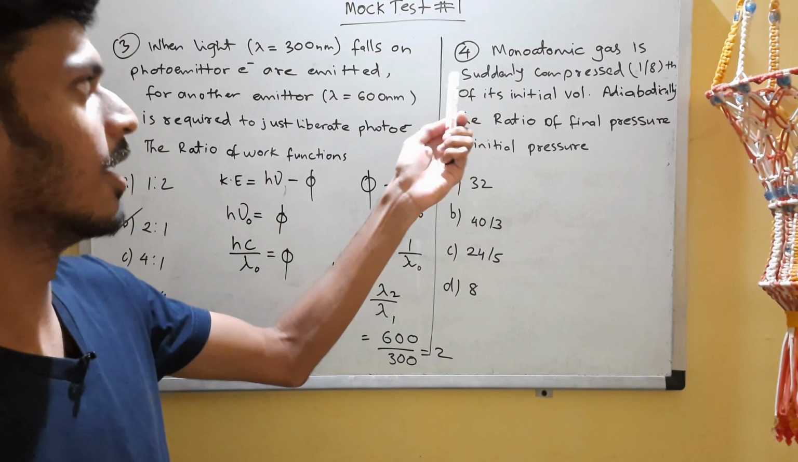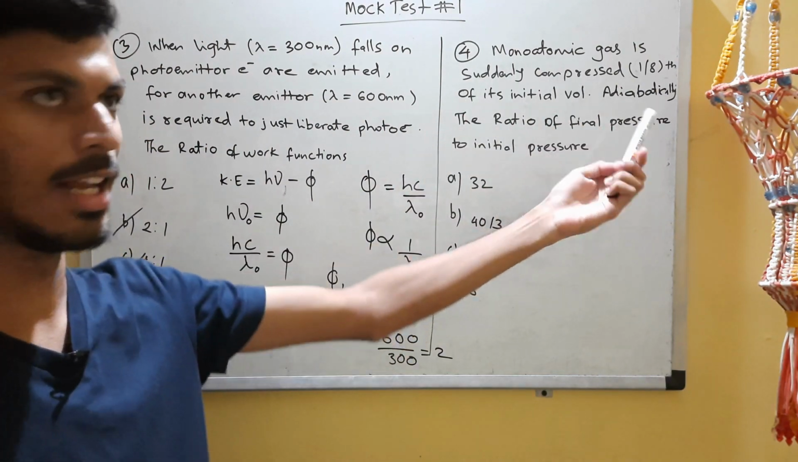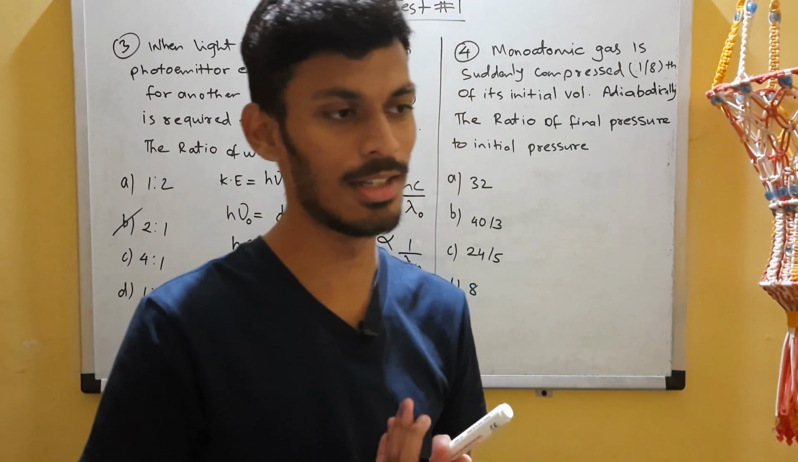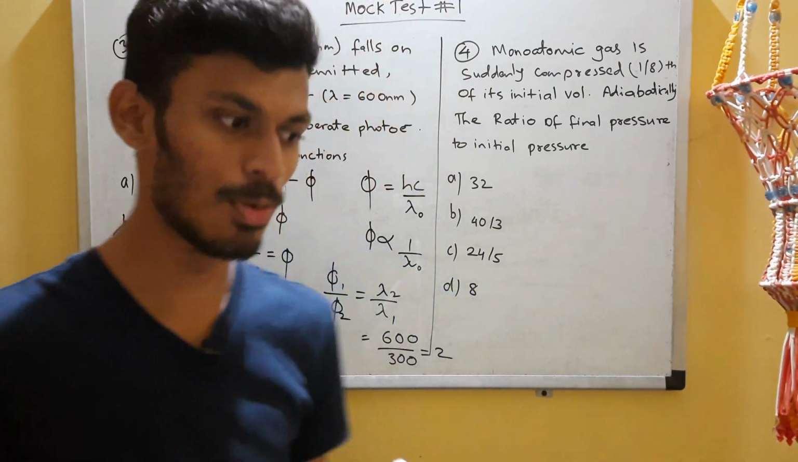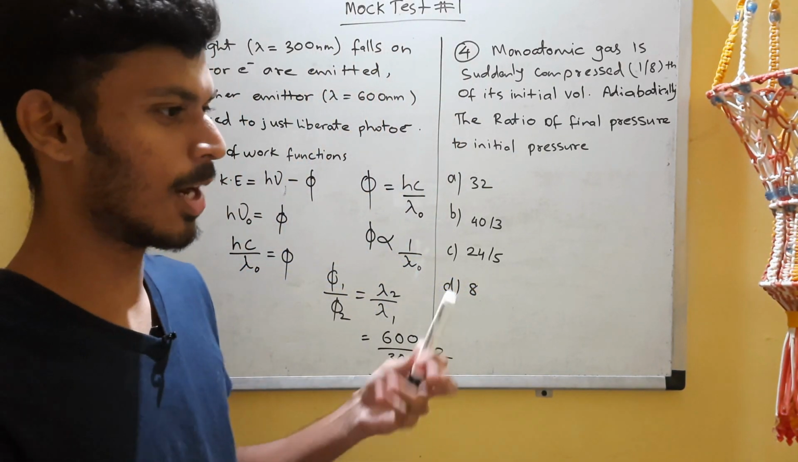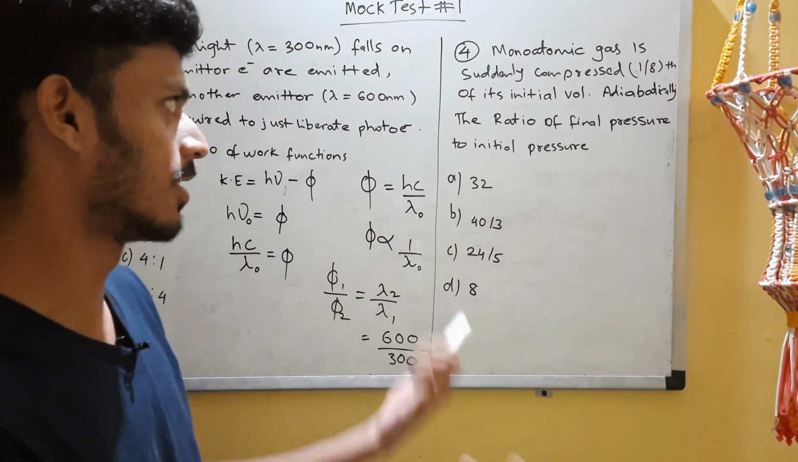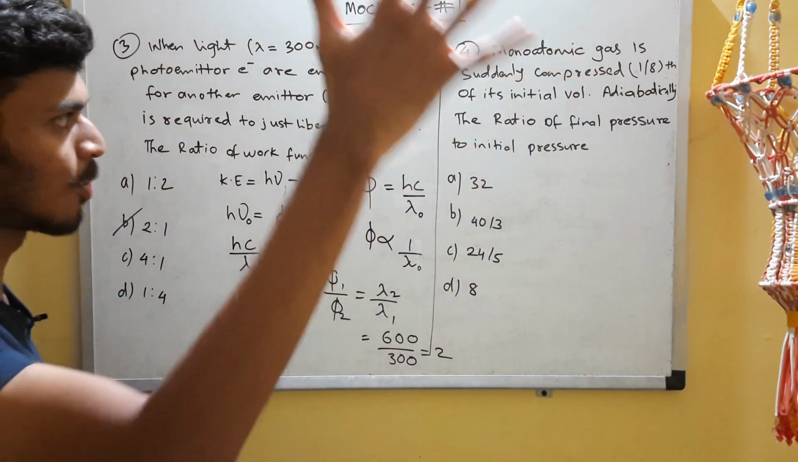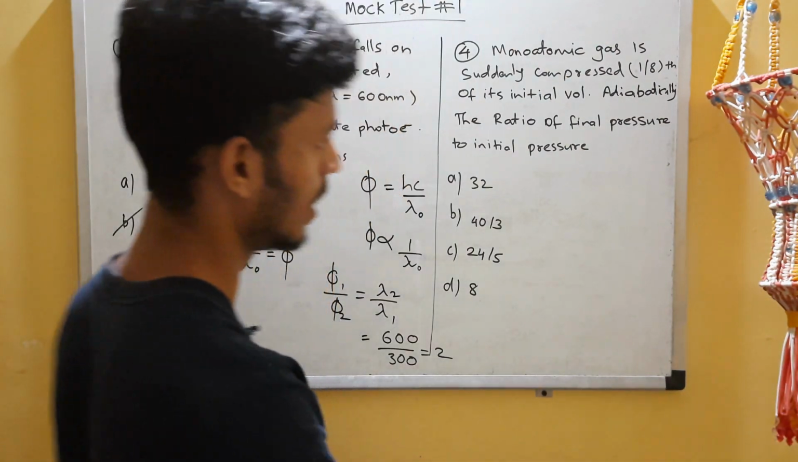Even if it was not given that it is adiabatic, you can make out, because it's said in the question that it's sudden, right? Isothermal processes are slow, adiabatic are which are suddenly done. So yes, it's adiabatically done. You are supposed to find the ratio of final pressure to initial pressure.